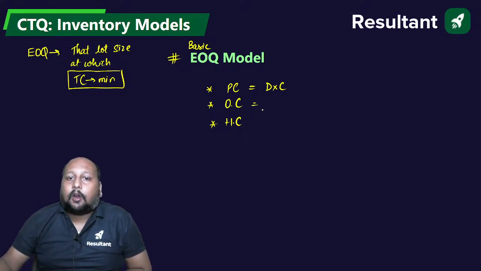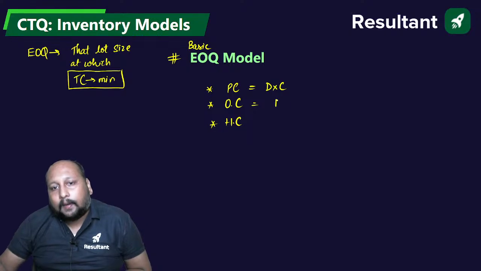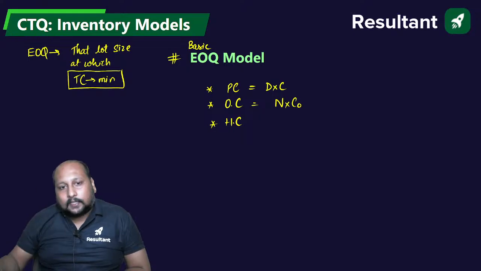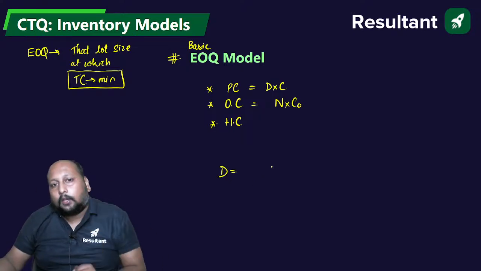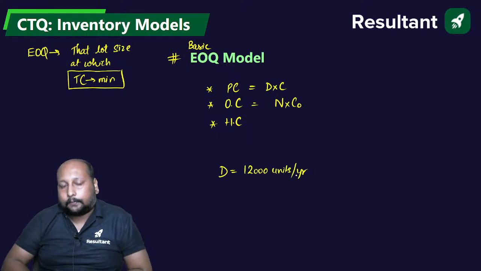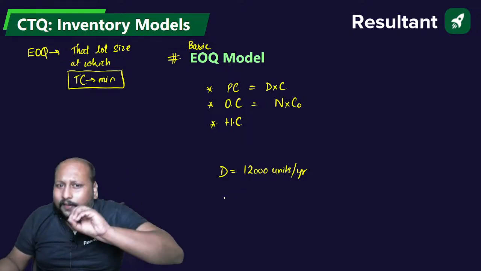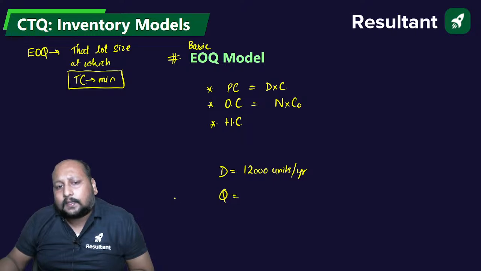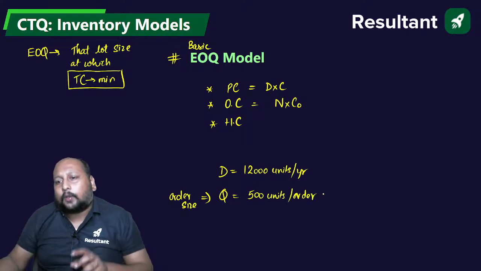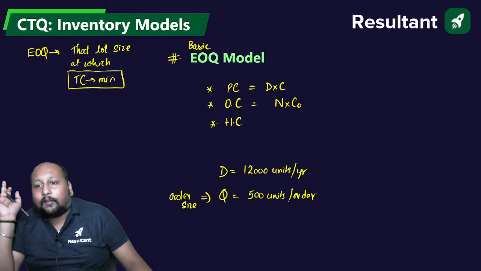Next, ordering cost. Ordering cost is the number of orders placed into cost per order, where N is the number of orders. Now let us take one example. Let us suppose annually you require 12,000 units, this is the annual demand, and every time you place an order of, let's say, 500 units per order.